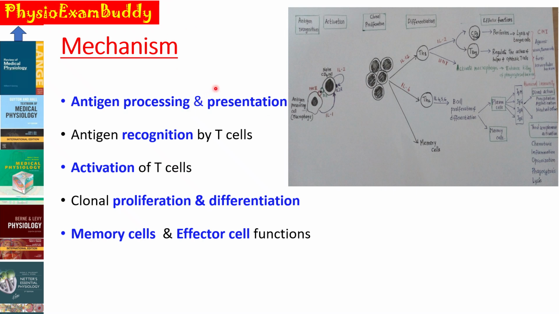Now we will discuss the mechanism of cell-mediated immunity. You have to explain the mechanism under these headings. Whenever a microorganism enters your body, antigen processing as well as presentation is the first step of cell-mediated immunity. This will be followed by antigen recognition by our T lymphocytes or T cells. Then the third step is the activation of these T cells, and they undergo clonal proliferation as well as differentiation into memory cells and effector cells. And these are the 5 steps in the mechanism of cell-mediated immunity.